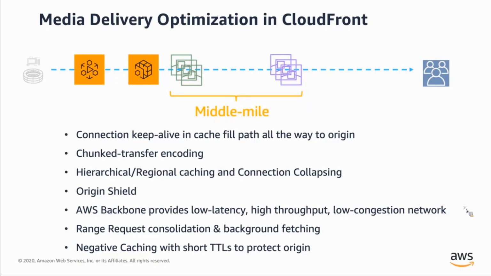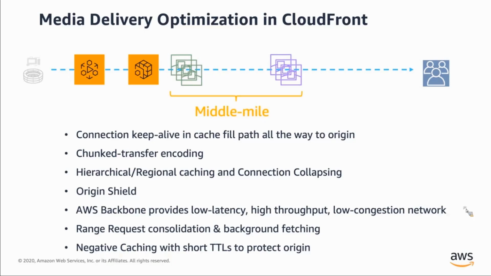We use things like connection collapsing to make sure that we're not storming the origin or our mid-tier caches with lots of requests for the same content. We have a recently announced Origin Shield service that allows you to further collapse requests down to the most optimal regional edge cache in our infrastructure to your origin. And so that helps with, again, localization of requests back to the origin.